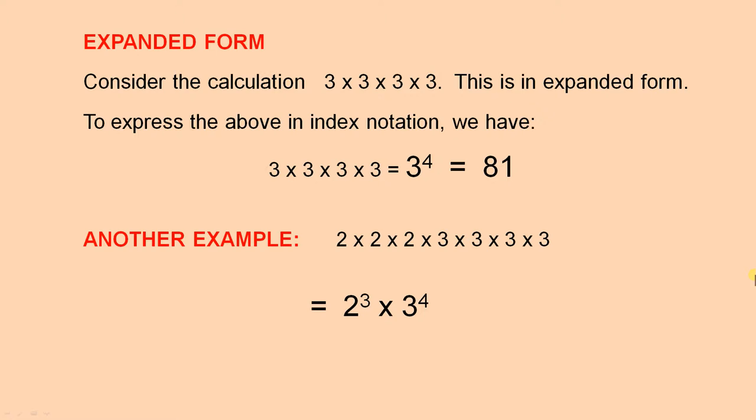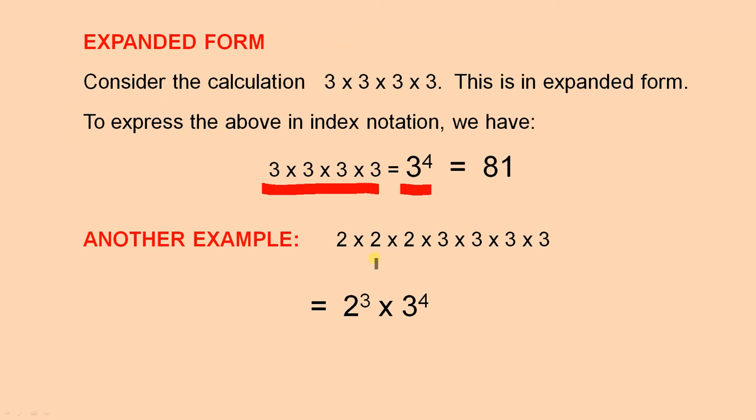Expanded form. Consider the calculation 3 by 3 by 3 by 3. This is in expanded form. To express the above in index notation, we have: the above calculation can be written as 3 to the power of 4, where the base is 3 and the index is 4. And the answer is 81.